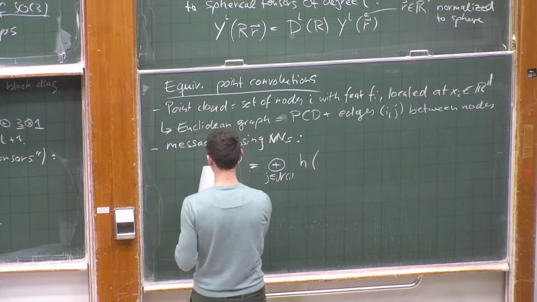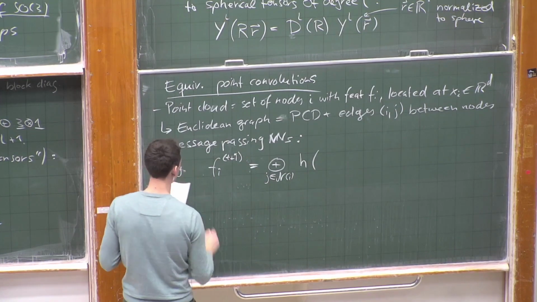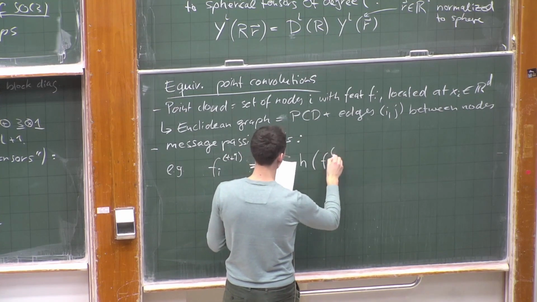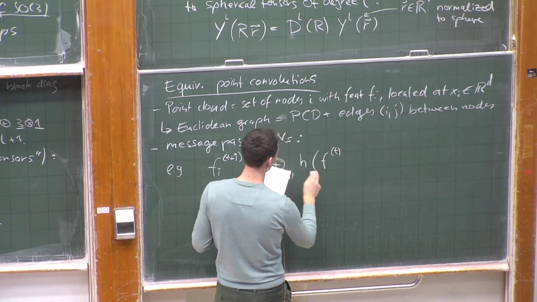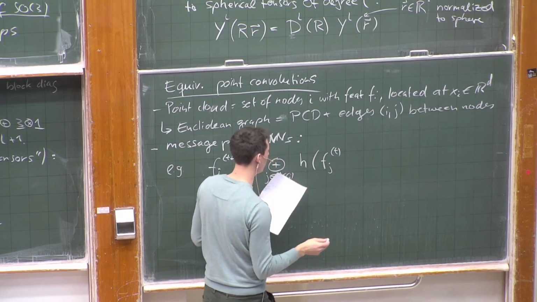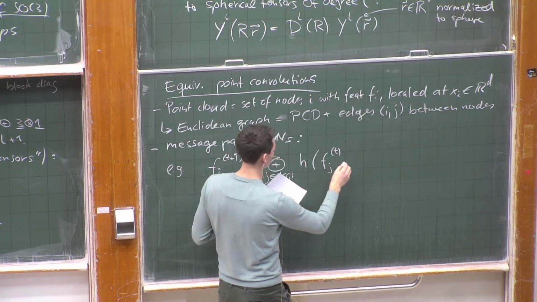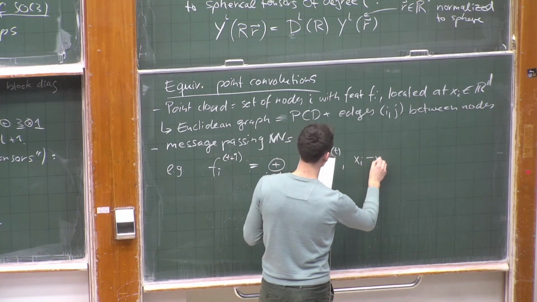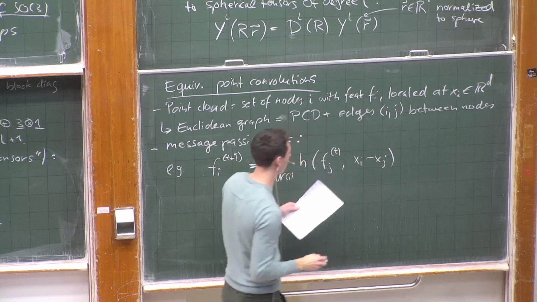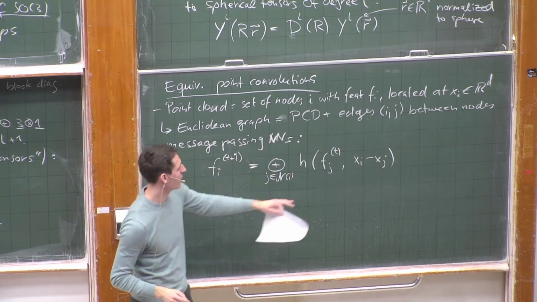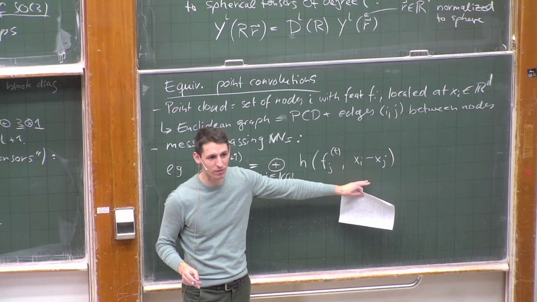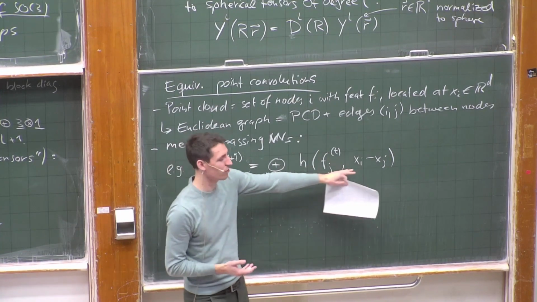This is now an example. Different ways to construct message passing networks. Some function H here, usually an MLP, for example, which takes in the features of the neighbors and also takes in the relative position vector. By the way, I already mentioned to you earlier that also translation is a symmetry which is of interest, and this is usually how translations are handled.